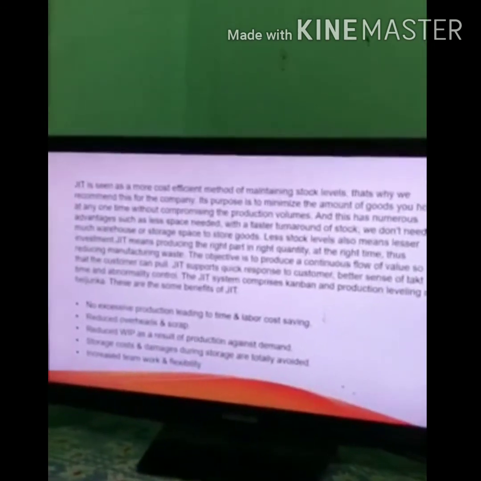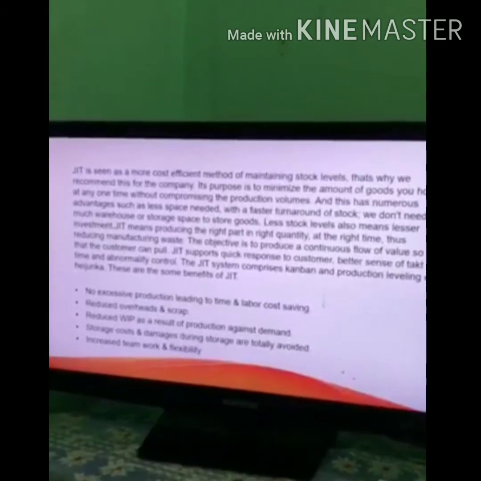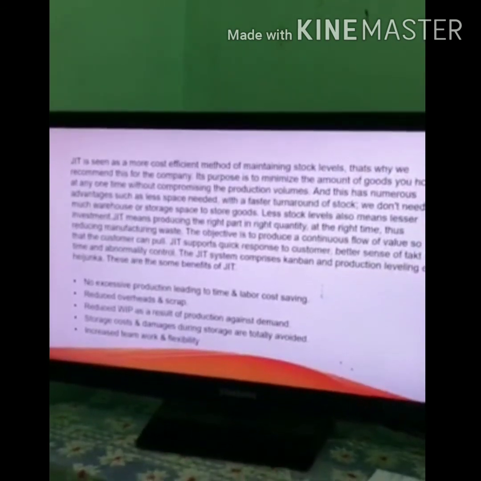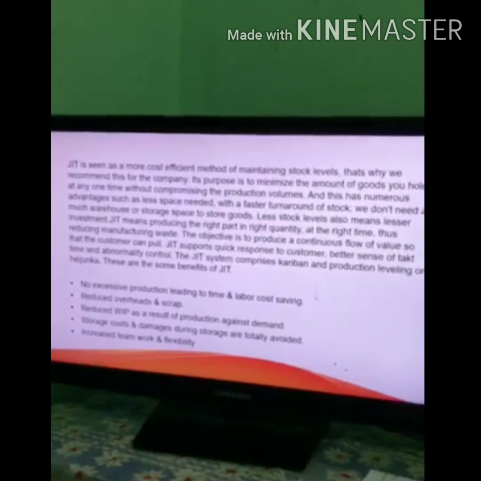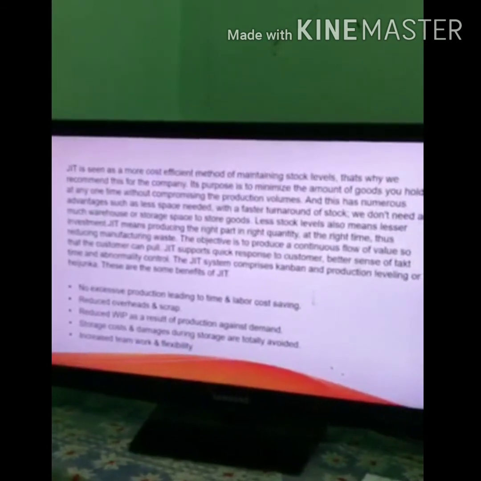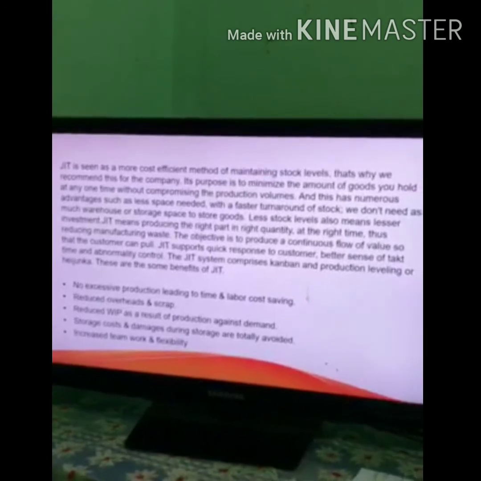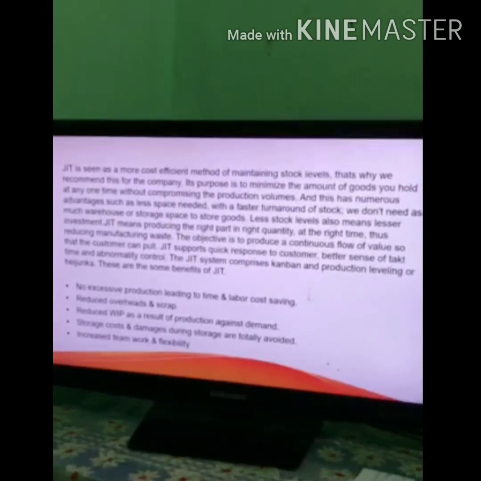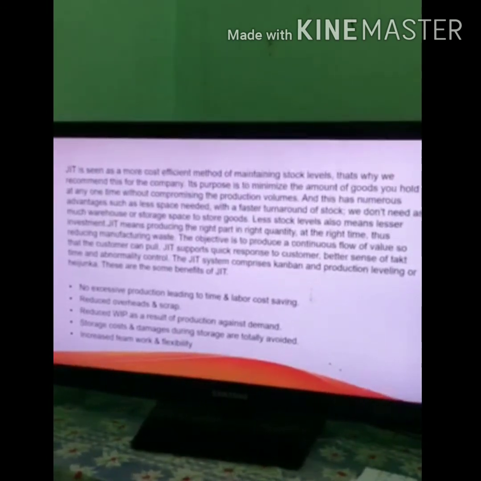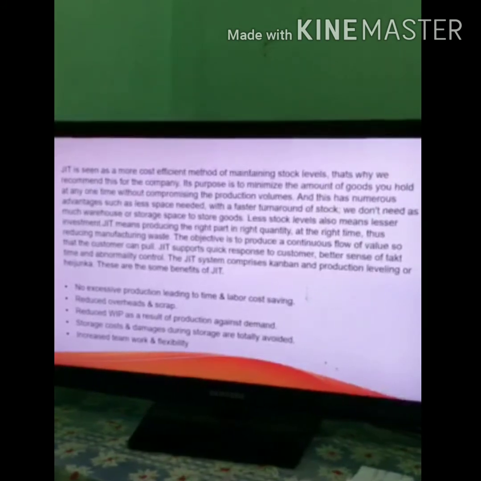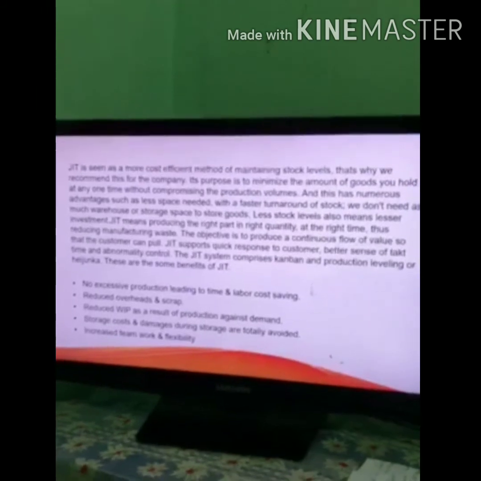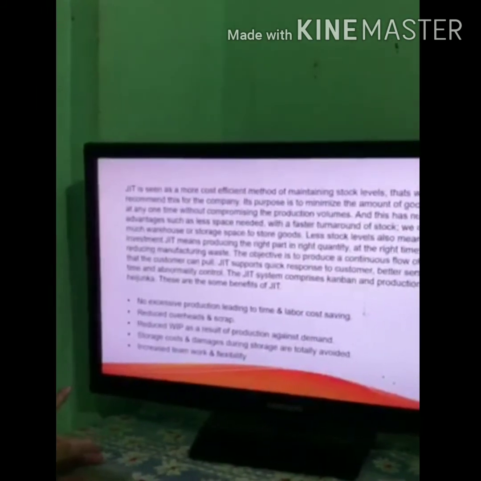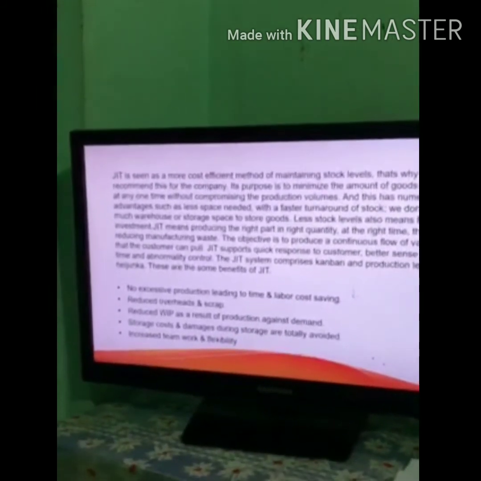First is no excessive production, leading to time and labor cost saving. Next is to reduce overheads and scraps. Reduce work in process, or WIP, as a result of production against demand. Storage costs and damages during storage are totally avoided. Increased teamwork and flexibility. These benefits will be helpful to their company.